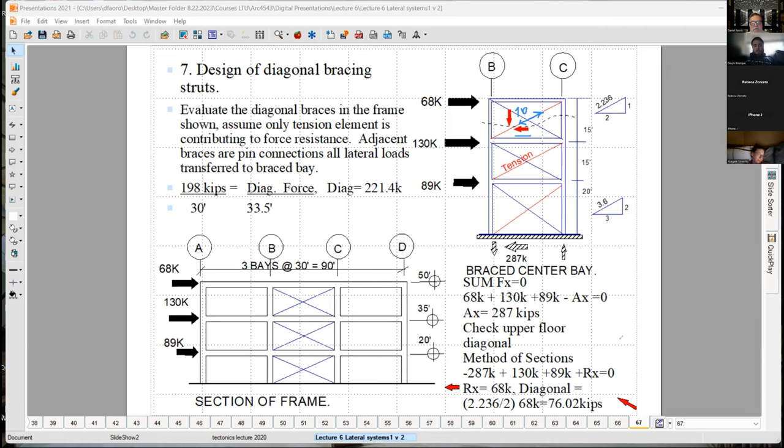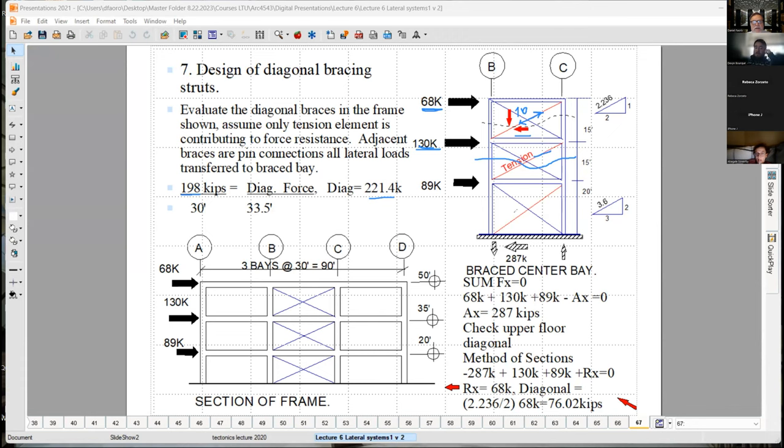If we were to go to the next level and we were to cut this here, we agree the same condition of the free body diagram exists. Tension is still lower left to upper right. But how much force is acting at that level? It's 130 kips plus 68 kips, 198 kips divided by 30 equals our diagonal force divided by 33.5 feet. That would be its actual inclined length. So we get 221.4 kips, and that would be our value here.